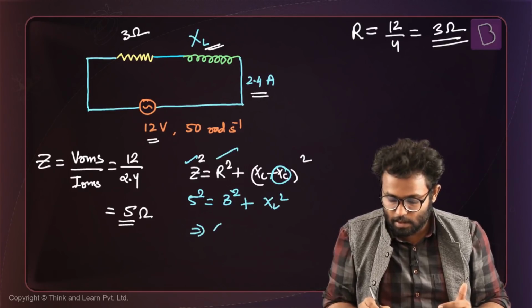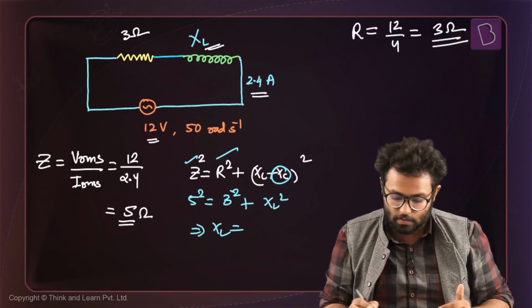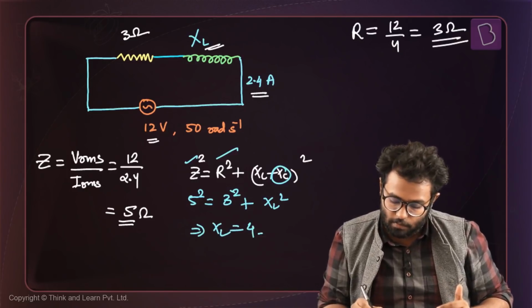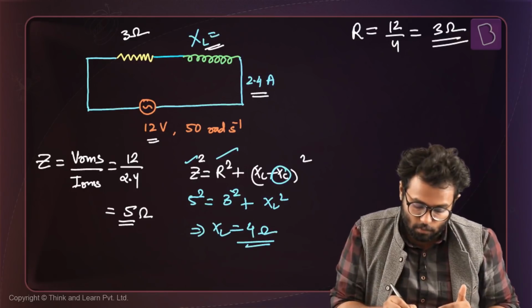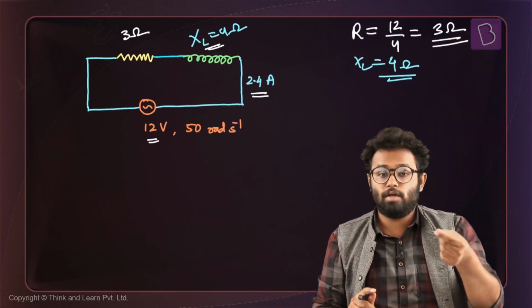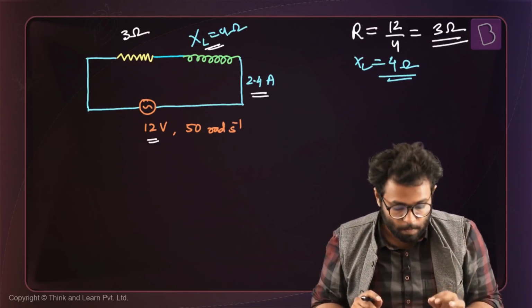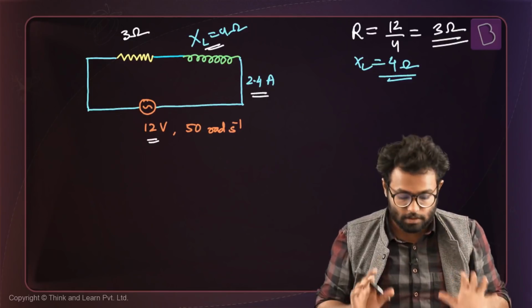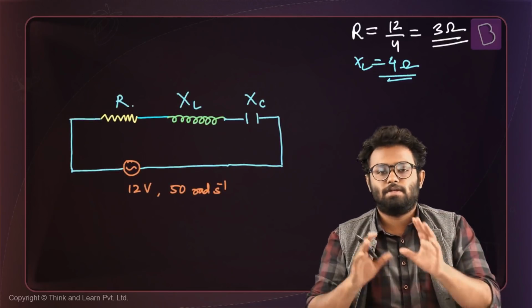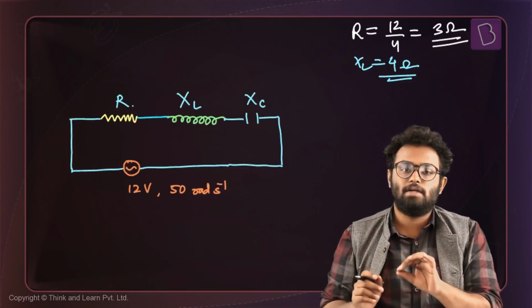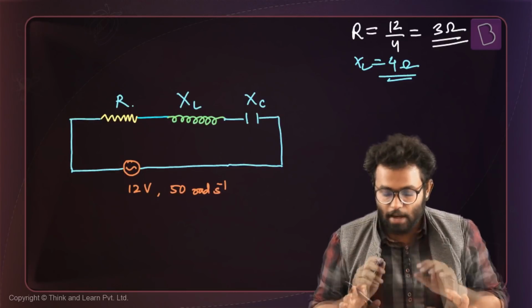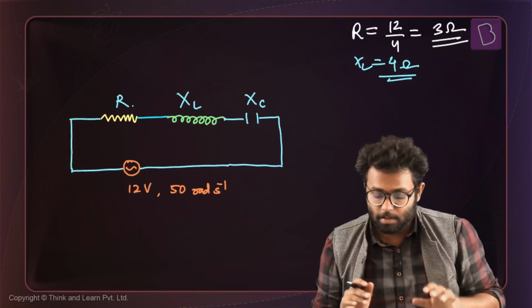That gives me XL is equal to 25 minus 9, which is 16, and the root will be 4 ohms. So I calculated XL to be 4 ohms. Okay. So now I know the inductive reactance of my inductor, and I know the resistance of the resistor as well. Now comes the third situation, where you also connect a capacitor to the circuit, and you are supposed to find out the power developed in the circuit.